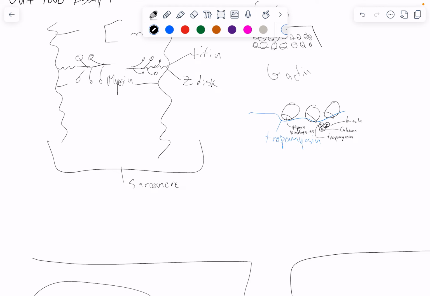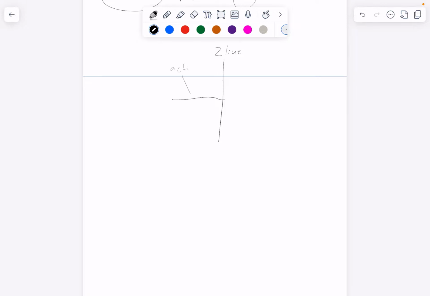So let's draw the cycle here. My pen is not working here. I don't know why. Okay. So first, here's the Z line. Here's the actin. Okay, so we got here. This is called the cocked position. And then we also got a phosphate on there.